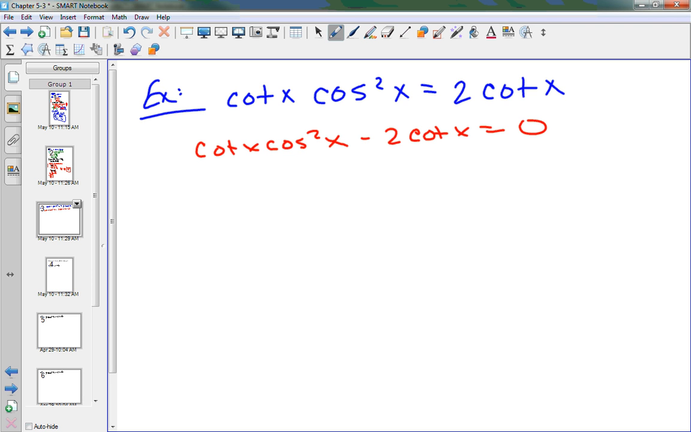Okay, why do I just say go fish in the dark? If I say go fish, what's that mean mathematically? If I say fish it out, you need to take out a common factor. The greatest common factor in this example is going to be a cotangent of x. If I pull out a cotangent of x, I'm going to be left with what?